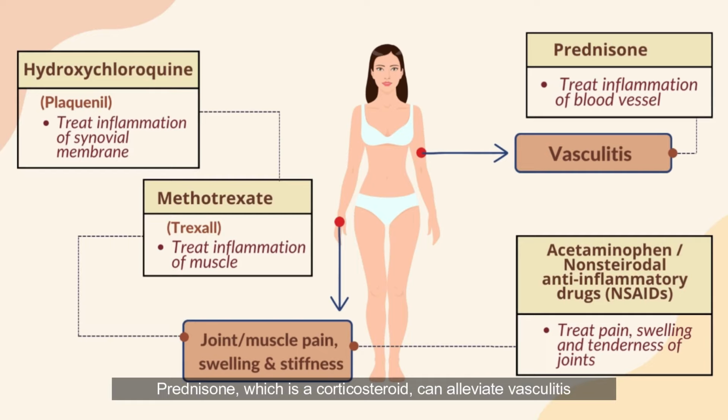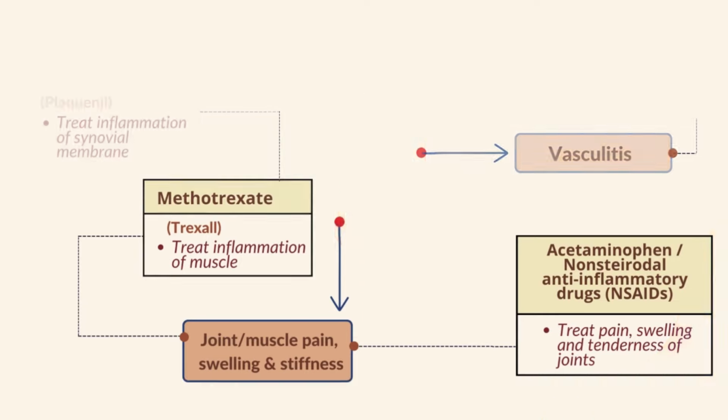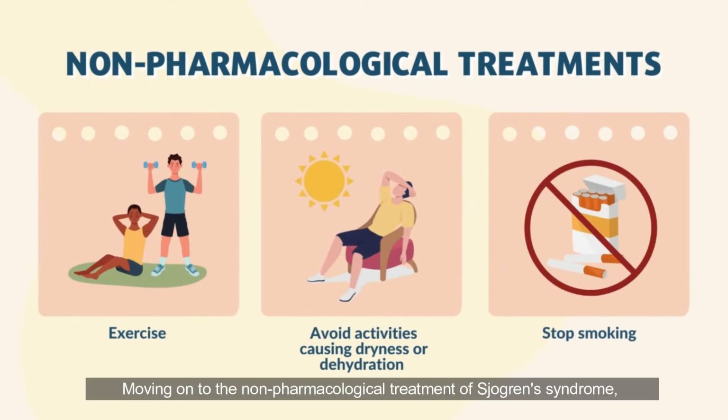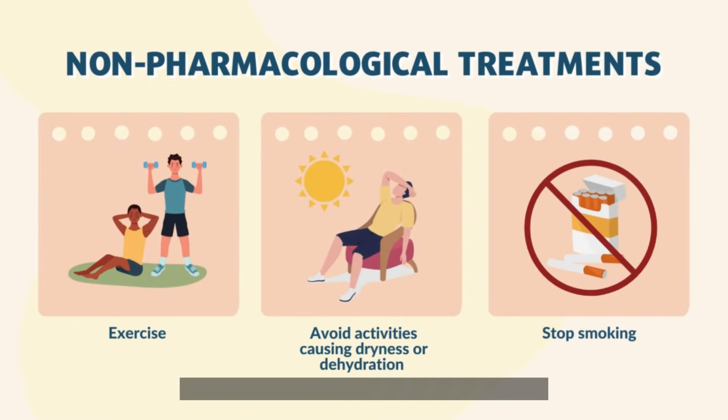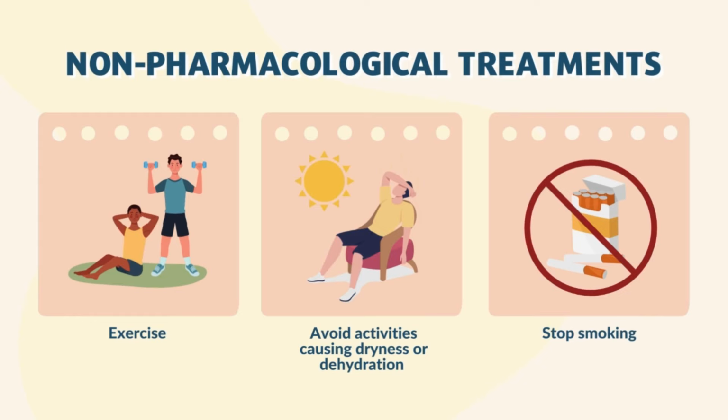Prednisone, which is a corticosteroid, can alleviate vasculitis by reducing inflammation of blood vessels. And lastly, acetaminophen or non-steroidal anti-inflammatory drugs, NSAIDs, are used to treat pain, swelling, and tenderness of joints. Moving on to the non-pharmacological treatment of Sjogren's syndrome, it is advisable to increase exercise, avoid activities that can cause dryness or dehydration, and stop smoking if necessary.